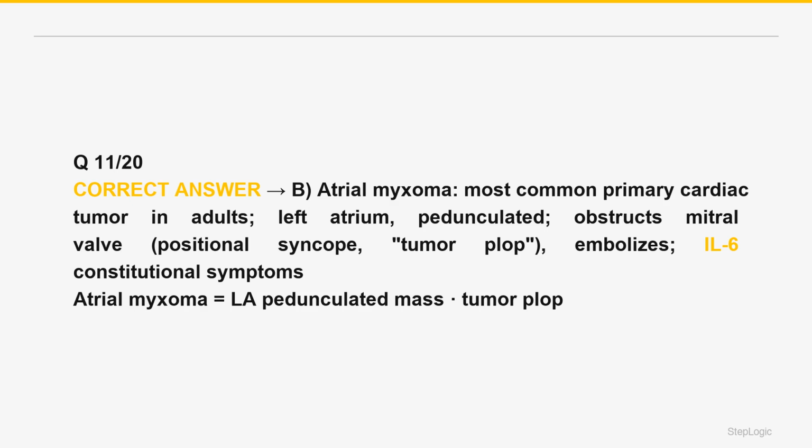It can embolize fragments, causing stroke and systemic emboli, and it often produces constitutional symptoms, fever, weight loss, elevated inflammatory markers, because myxomas secrete IL-6. In children, the most common primary cardiac tumor is instead a rhabdomyoma, associated with tuberous sclerosis. The pedunculated left atrial mass with positional obstruction and a tumor plop is an atrial myxoma.